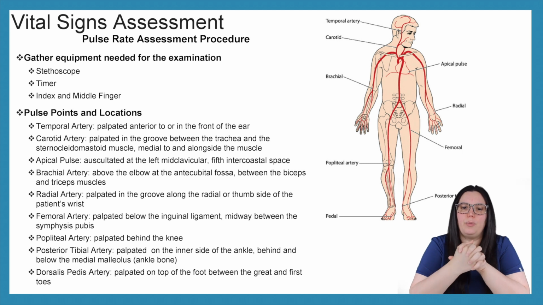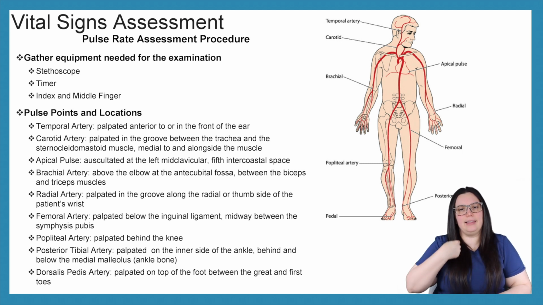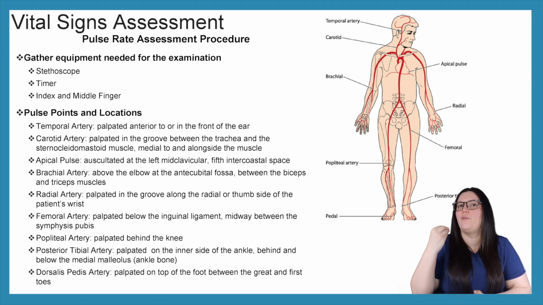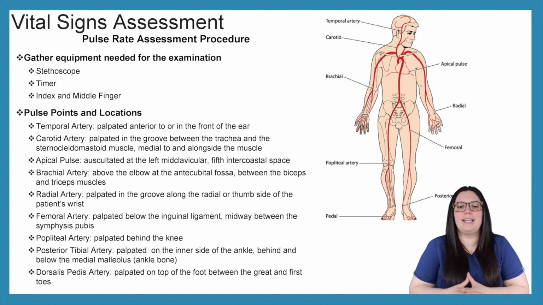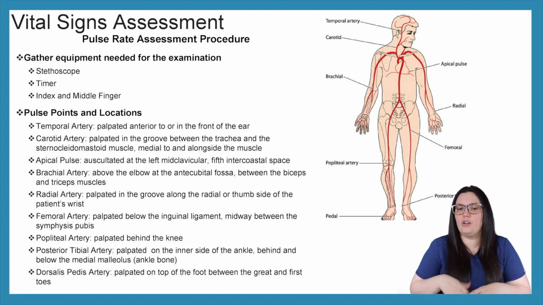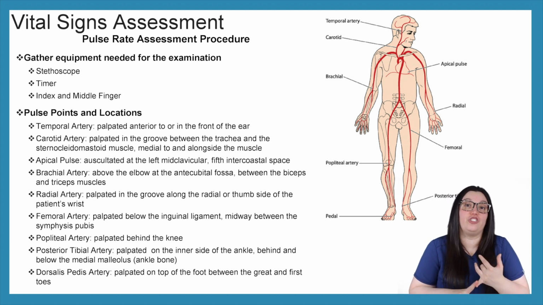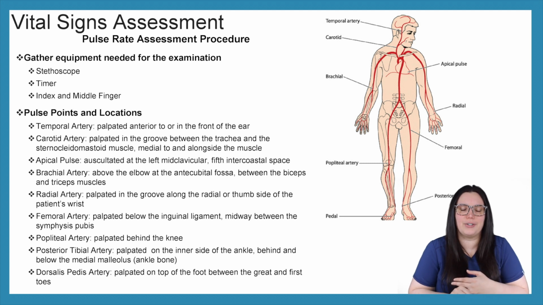Next, we have our apical pulse that's auscultated at the left midclavicular fifth intercostal space. The apical pulse needs to be counted for a full minute. It is assessed in patients with irregular radial pulses or a heart condition, and between administration of cardiac medications such as digoxin as well as beta blockers.